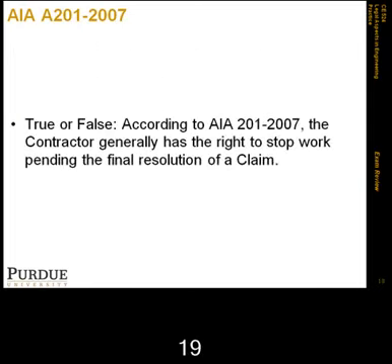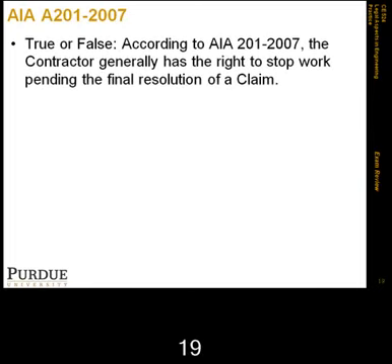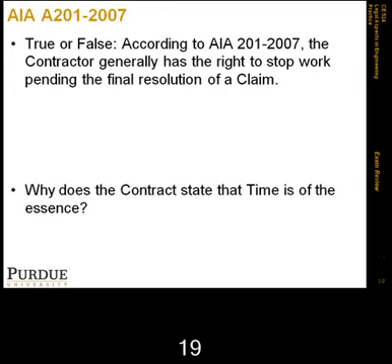And the questions I have for you here: true or false? According to AIA 2.1, A201 2007, the contractor generally has the right to stop work pending the final resolution of a claim. This is actually false, because they can't stop work pending the resolution of a claim. They can only stop work if they're not paid, or if the owner delayed the work, kept on stopping the work beyond a certain limit of time that you can see in the termination of the contract.